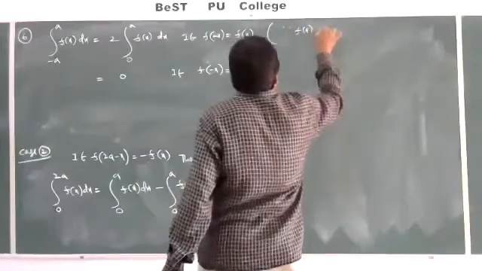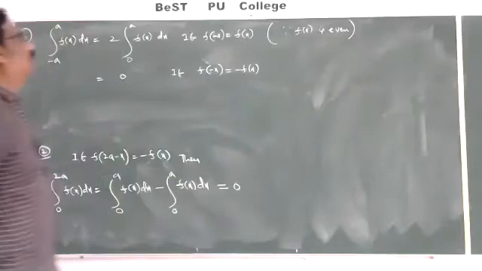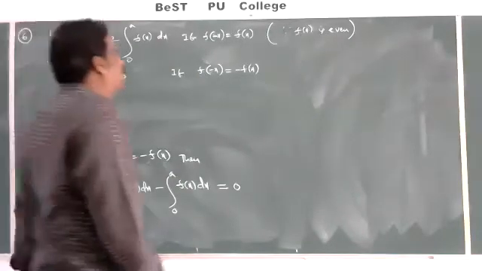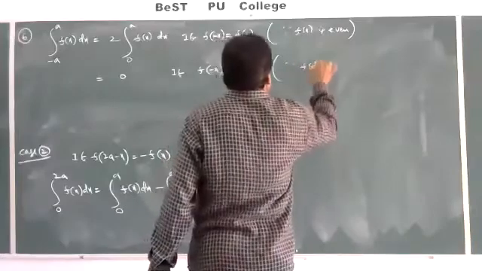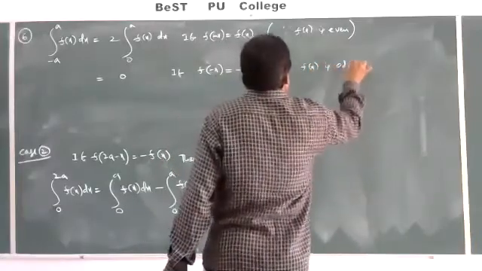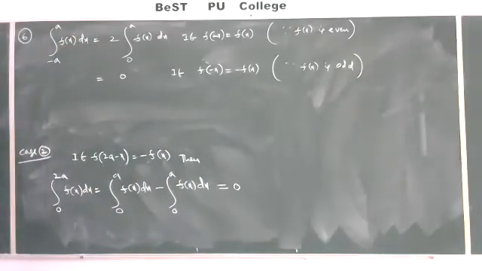f of x is even. Even function means f of minus x is equal to f of x. Then it is called an even function. Here this is an odd function. f of x is an odd function. This is the statement.